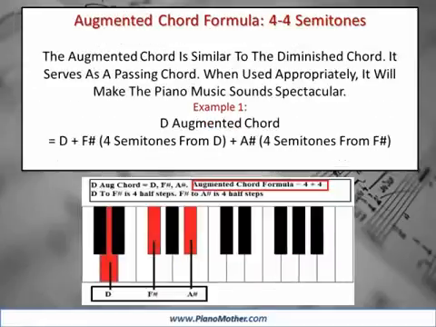Augmented chord formula, 4 to 4 semitones. The augmented chord is similar to the diminished chord. It serves as a passing chord. When used appropriately, it will make the piano music sound spectacular. D augmented chord equals D plus F sharp, 4 semitones from D, plus A sharp, 4 semitones from F sharp.